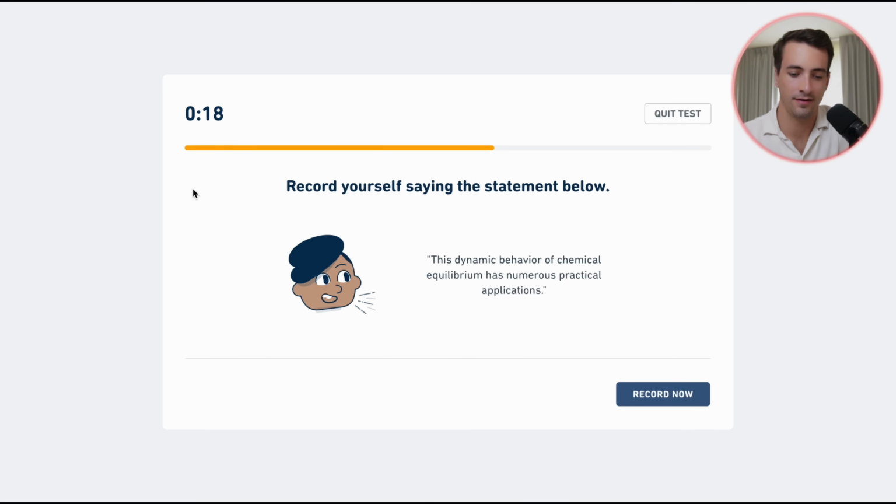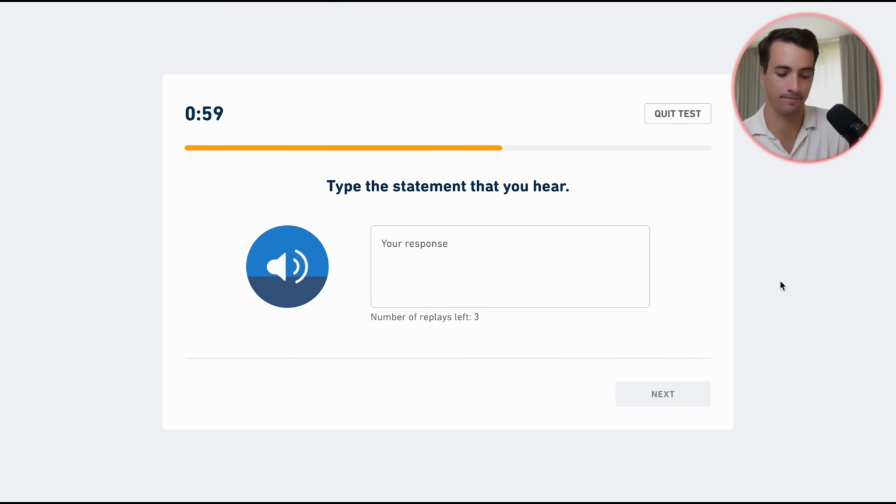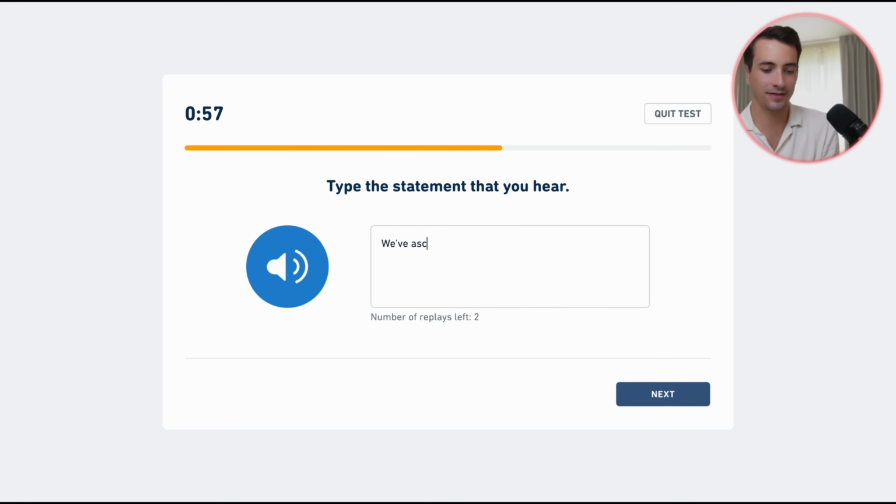All right, this one is a little bit longer, so I'm going to start the recording. This dynamic behavior of chemical equilibrium has numerous practical applications. We've ascertained the truth. We've ascertained? Oh boy, I haven't ascertained the truth. I can't remember how to spell this word, unfortunately.